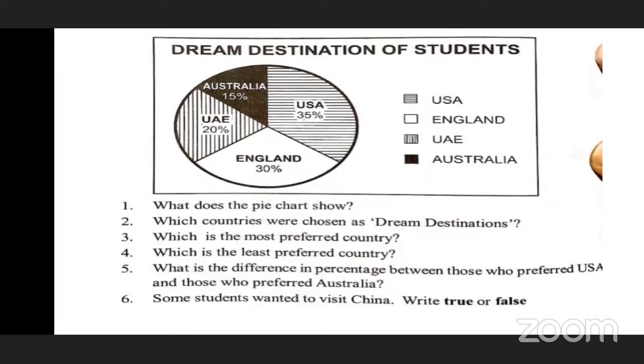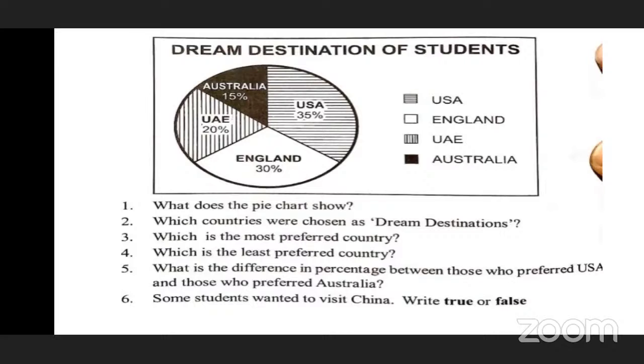Yes, USA has 35 percent, whereas the others have 30, 20, and 15. So 35% USA is the most preferred country by the students. Which is the least preferred country? Least in the sense you should go for the lowest percentage. That is Australia.